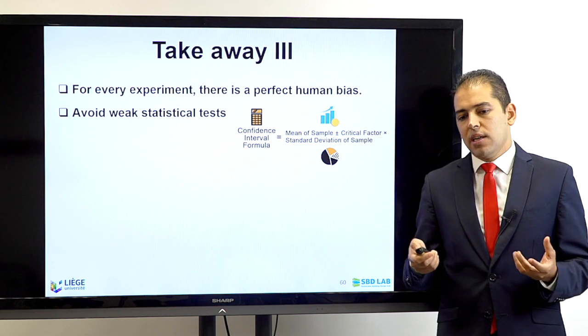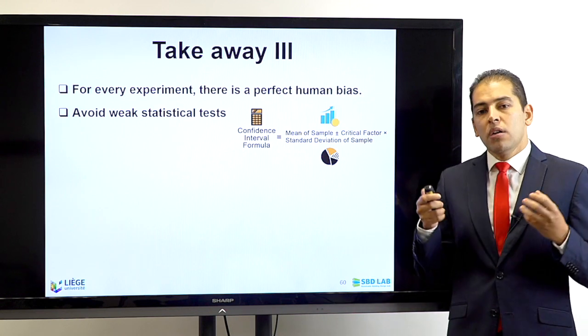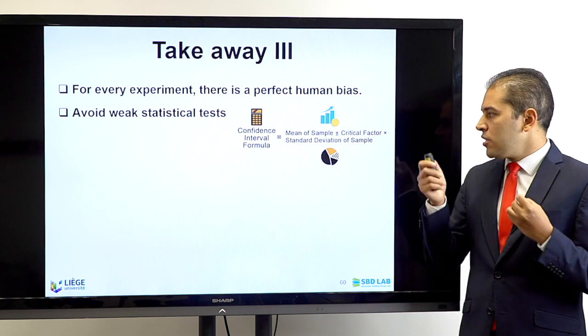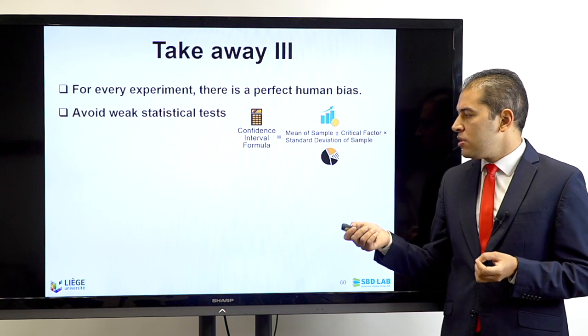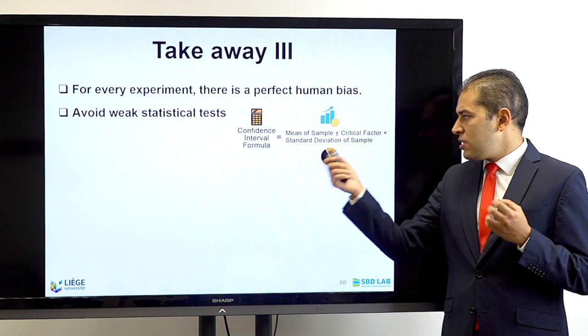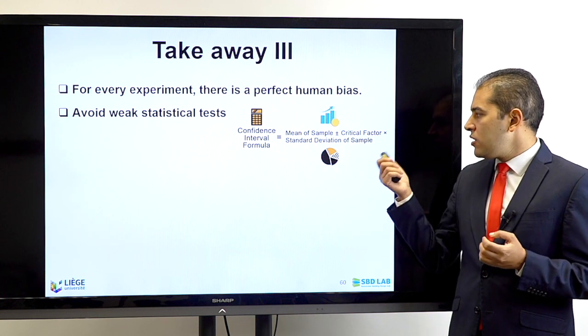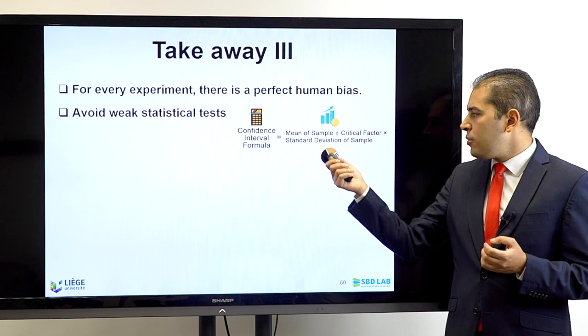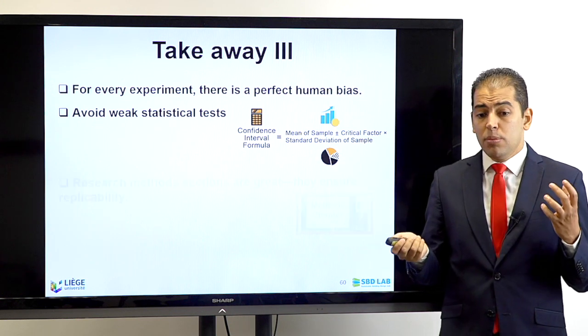Avoid weak statistical tests. You must make good statistical tests, you must measure your confidence interval, and you must communicate your confidence interval formula. That is, it's simply the mean of the sample plus or minus the critical factor multiplied by the standard deviation of your sample. This is very important to keep in account.